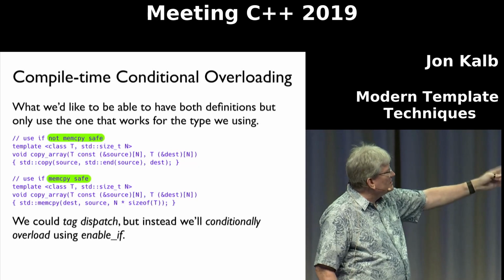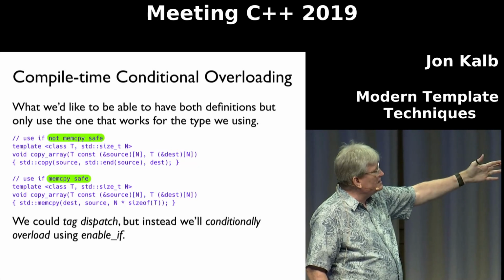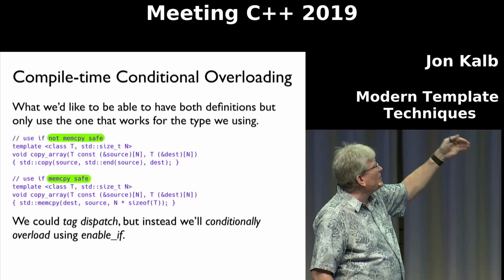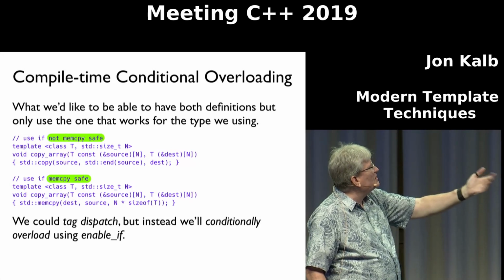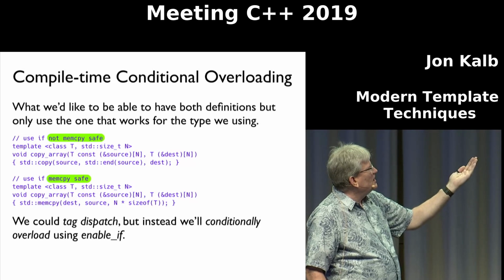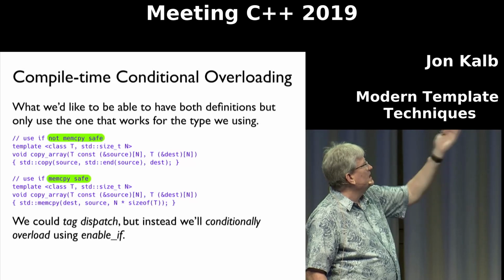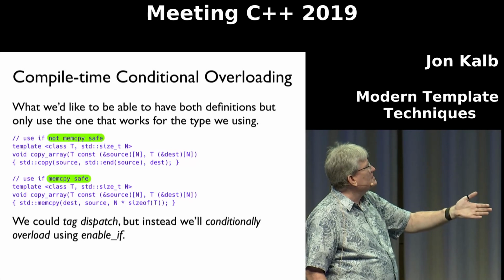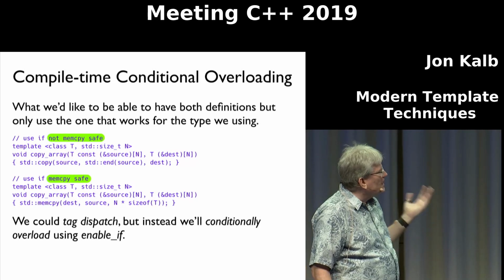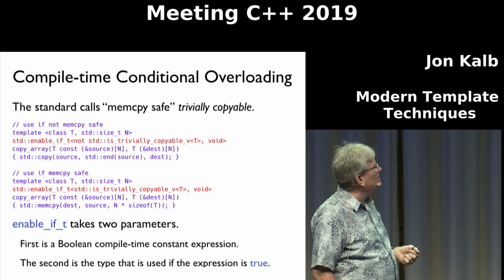Sorry, I get ahead of myself. So what we're going to do is we could use tag dispatch here. We could actually create a copy array with a third parameter, and in one case it would be a memcopy safe parameter. In one case it would be memcopy unsafe parameter. We could do that. That would work fine. But instead, just to try it out, we're going to use enable if on this.